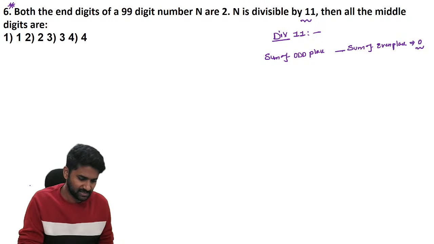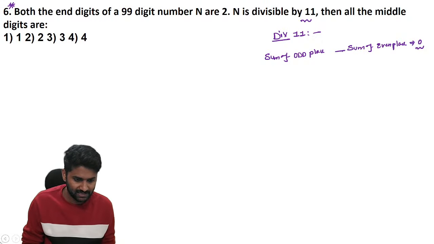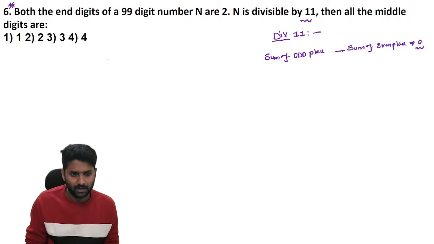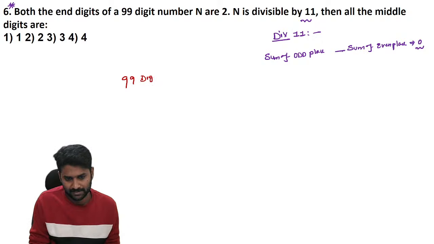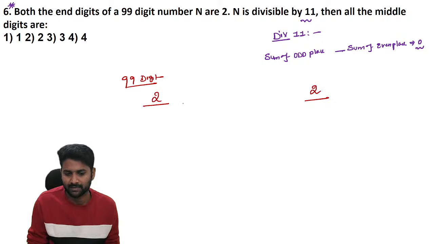Is this property clear? Now understand what the question says. Both the ending digits of the 99-digit number: they mention that the starting and ending digits are 2.